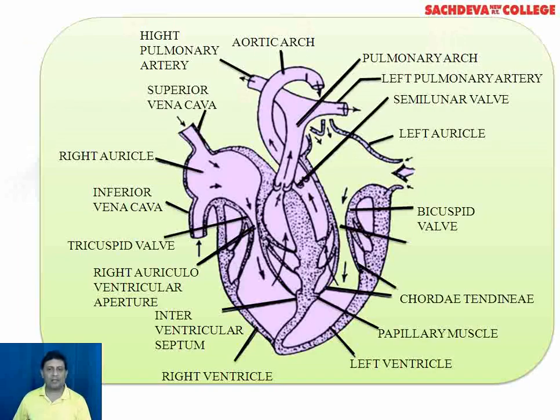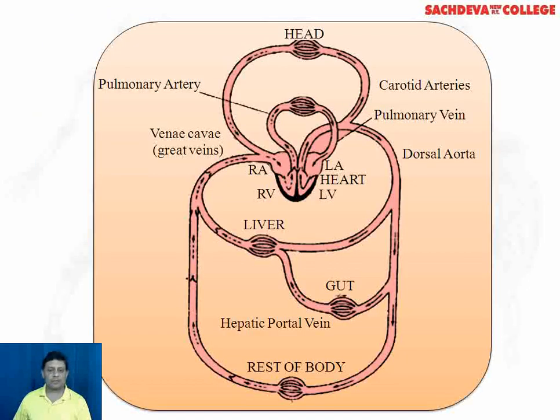This is a diagrammatic representation of the heart. You can see the vena cavas, the pulmonary veins, the pulmonary arteries, the left ventricle and the right ventricle. This is the representation of the flow of blood from the heart into the lungs and from the heart into the body. From the right atrium, blood enters the right ventricle.